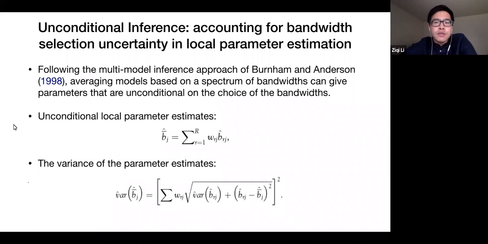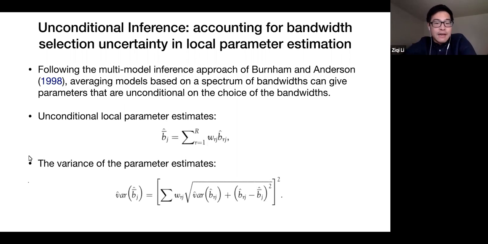What is more interesting is that the AIC weights can be used to derive unconditional inference. Basically, it's accounting for the bandwidth selection uncertainty in our local parameter estimation. This follows the multi-model inference approach of Burnham and Anderson, where we're averaging the models based on a spectrum of bandwidths with their corresponding AIC weights, so that our model is not conditional on the choice of bandwidth that we put in beforehand. We can average the local parameter estimates, and also average the variance. So we have the inference here.